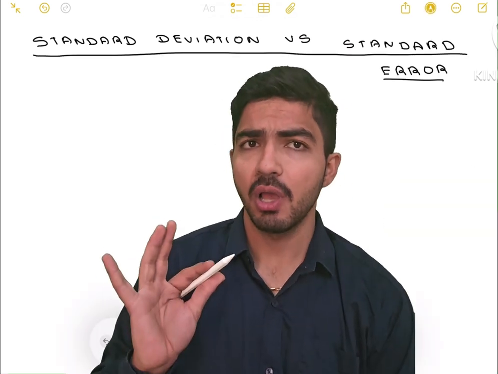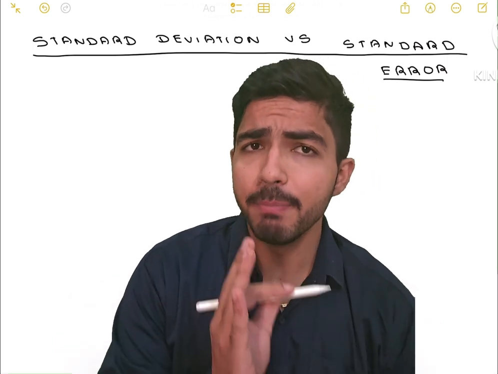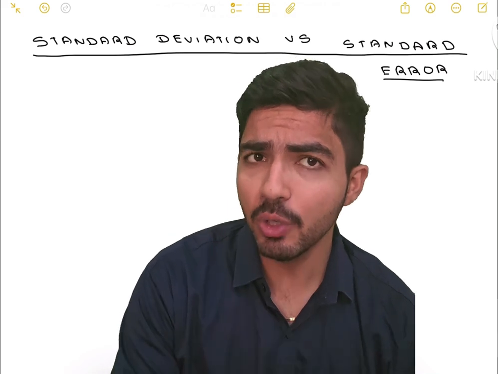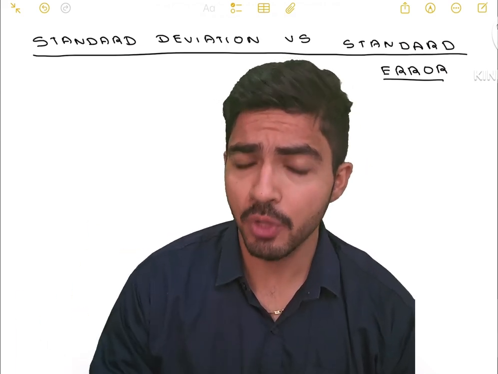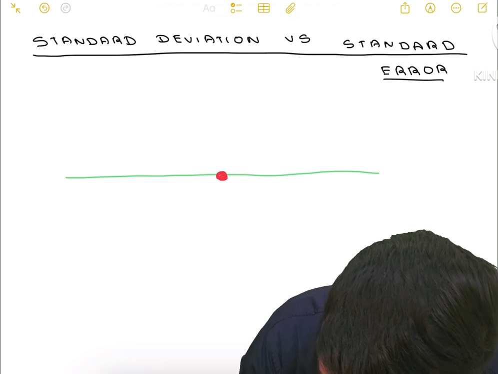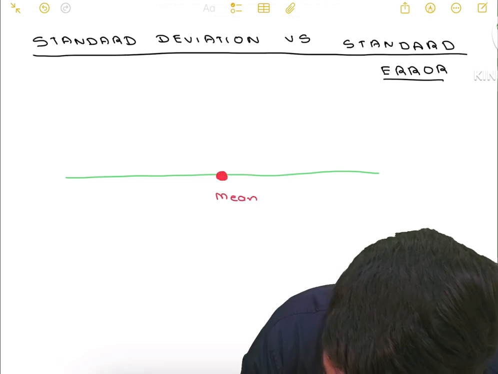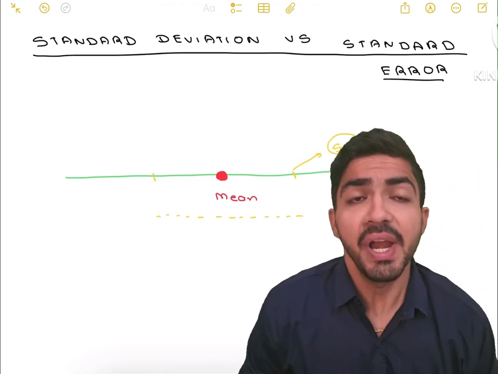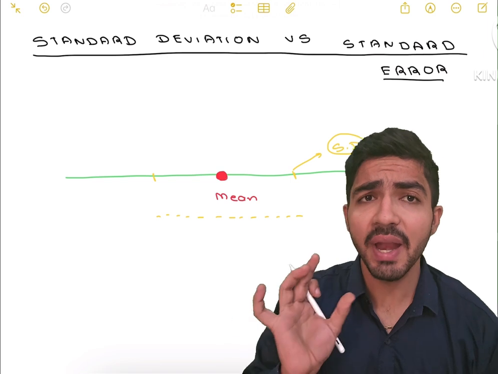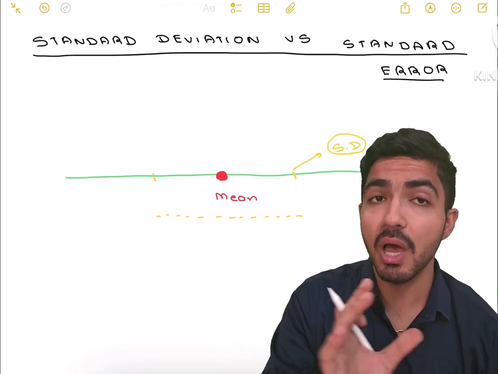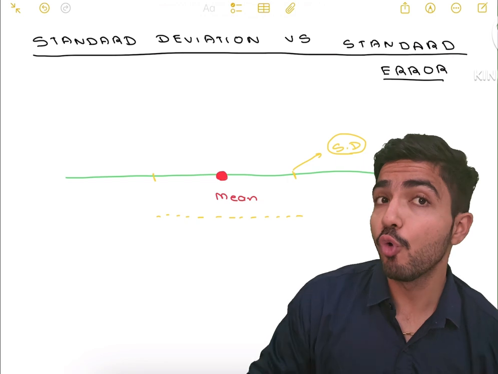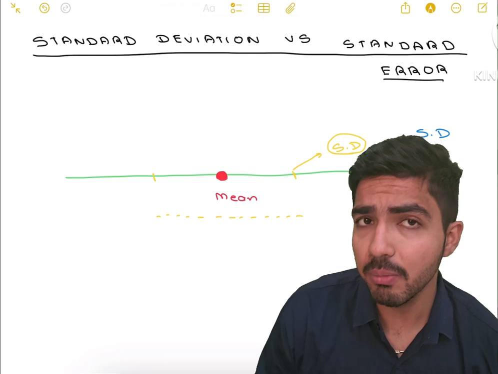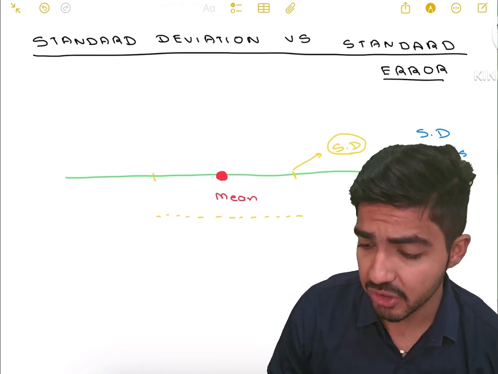Let us suppose I am calculating the mean of 15 students and the parameter I am calculating is the weight of the students. Let us suppose this is the mean weight of the students and this is the standard deviation. Standard deviation tells how the data is distributed around the mean or the central value. For more details, please watch the video of approx 8 to 10 minutes which I have uploaded on standard deviation.